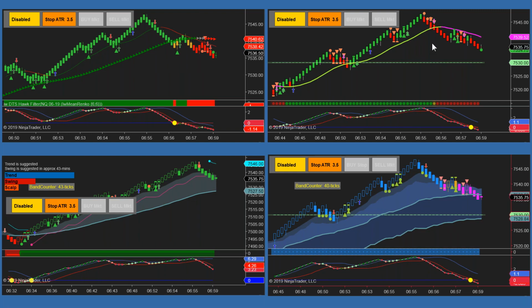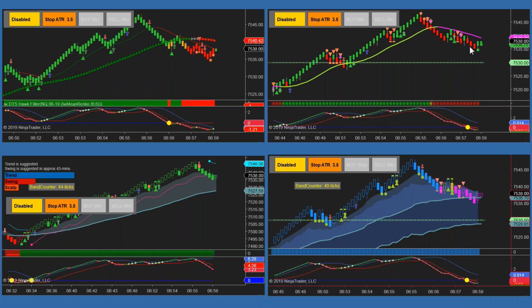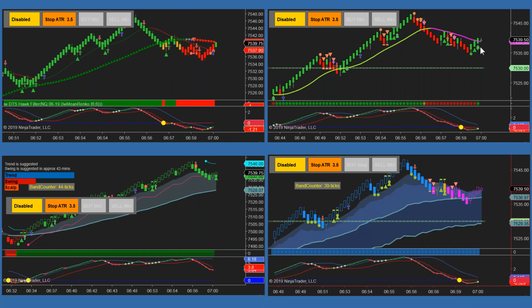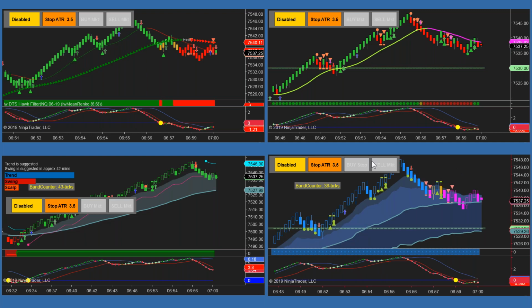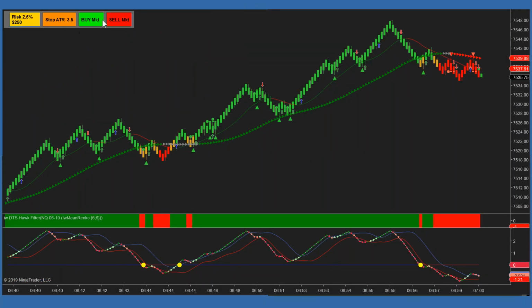All right. The Falcon signal is progressing here. We're getting a little bit of a pushback, and now we're going to get that test to the extreme. The Hawk is already bearish. If you were looking for an excuse to get short, here it is. You've got your Hawk.